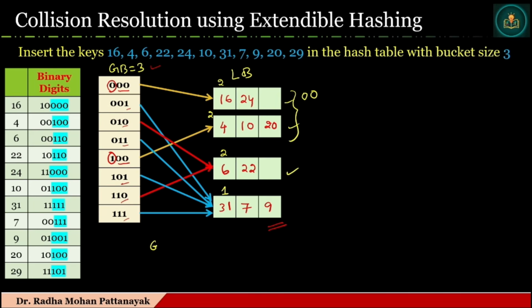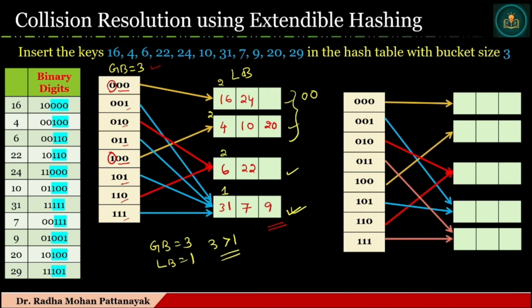Now here global bucket length equals 3 and local bucket length equals 1. So here 3 is greater than 1. Since the global bucket length is greater than the local bucket length, we should not split the global bucket. We will only split the local bucket. I hope understood. So this bucket we will split. Clear? Now let's split that bucket.